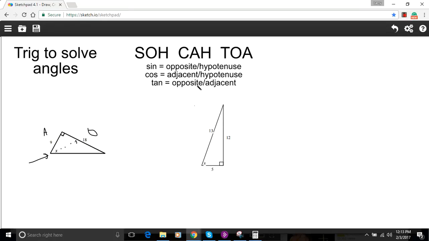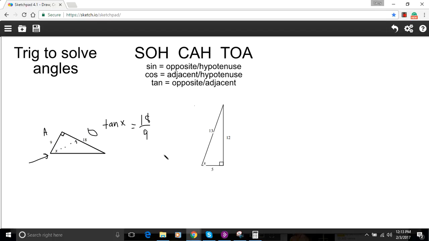That means it's going to be tangent. Tangent is the opposite over the adjacent. So we'd take the opposite, we'd put it over the adjacent, and that would equal the tangent of, and instead of some angle that we already have, it's the tangent of x.